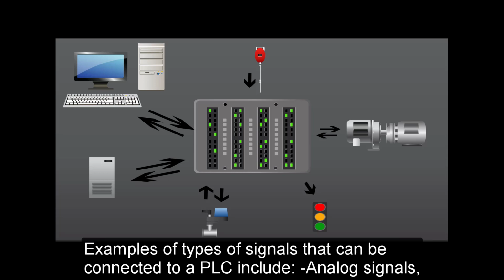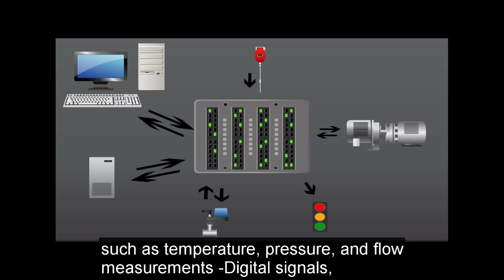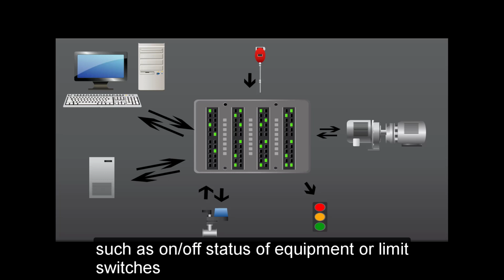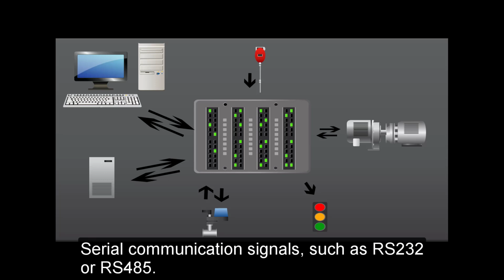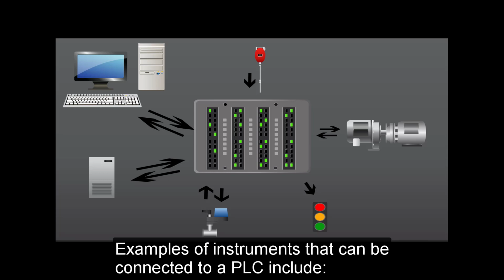Examples of types of signals that can be connected to a PLC include analog signals, such as temperature, pressure, and flow measurements. Digital signals, such as on/off status of equipment or limit switches. Serial communication signals, such as RS-232 or RS-485.